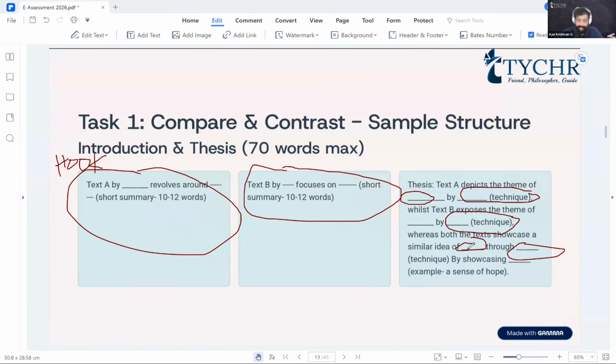What is similar in both the texts? And try not to say that theme is similar in both the texts, because theme will by default be similar in both the texts. That's why those two texts are given to you. You're supposed to identify something which is way beyond theme, which is similar in both the texts.